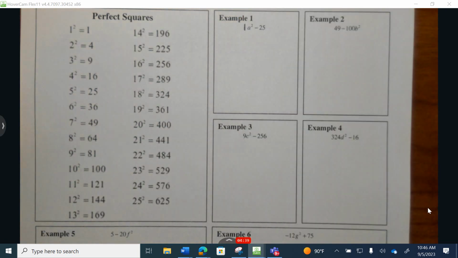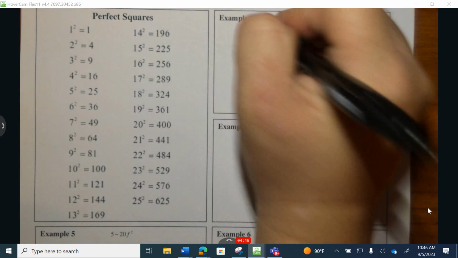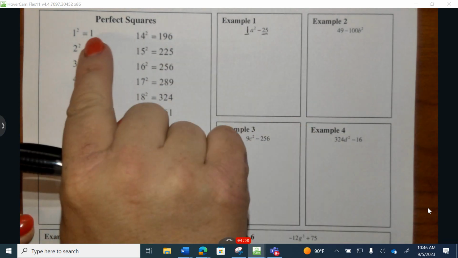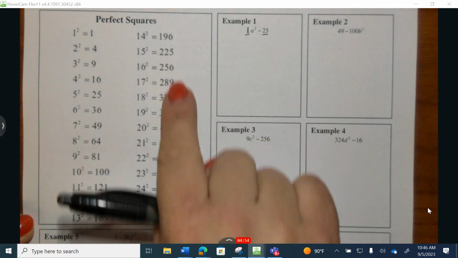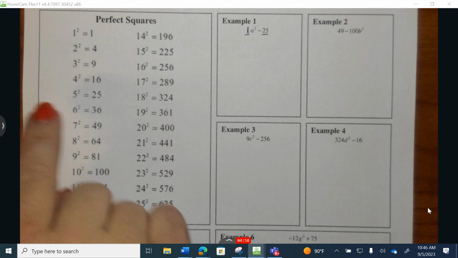When you don't see a number in front, there is a 1. So the first thing I do is I look at the numbers, 1 and 25, and then I come back to the perfect square list. So each of the numbers to the right of the equal sign are perfect squares. The numbers on the left tell you how to achieve that perfect square.